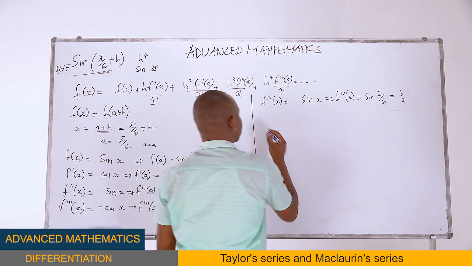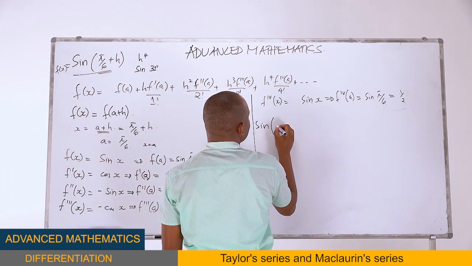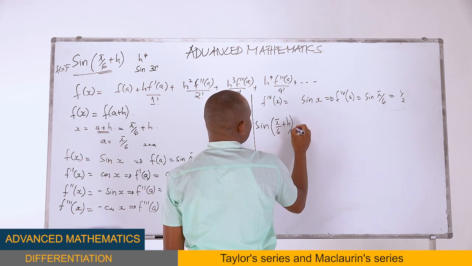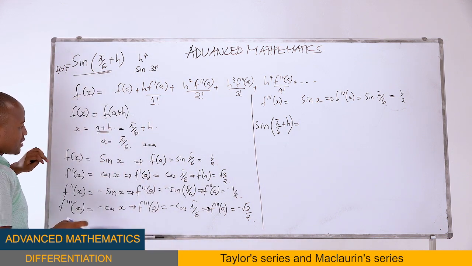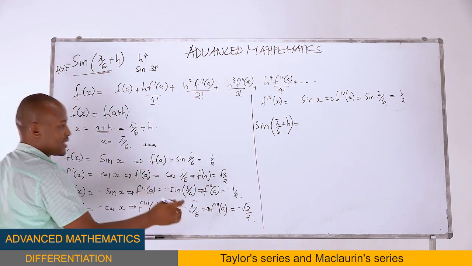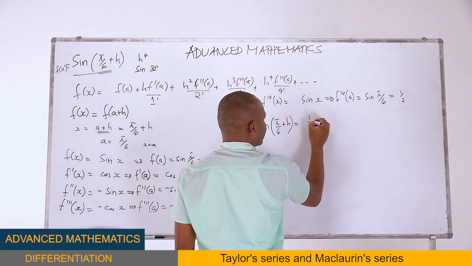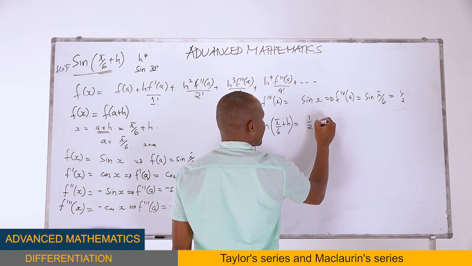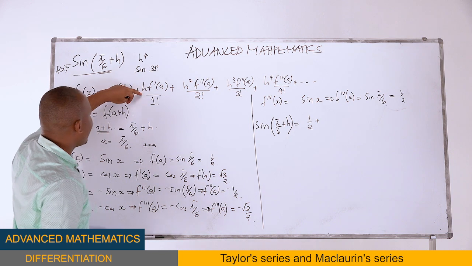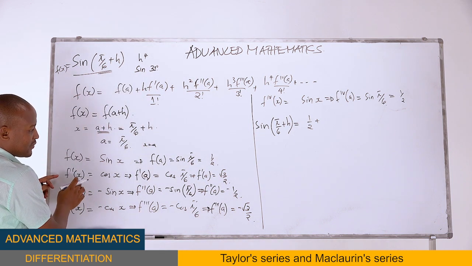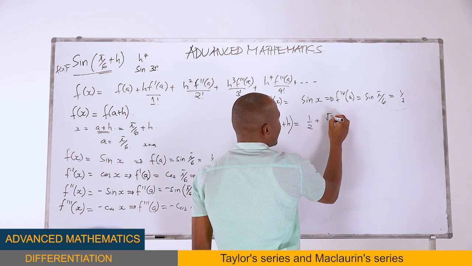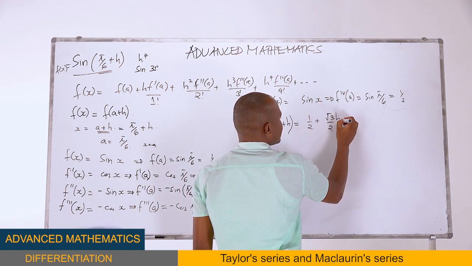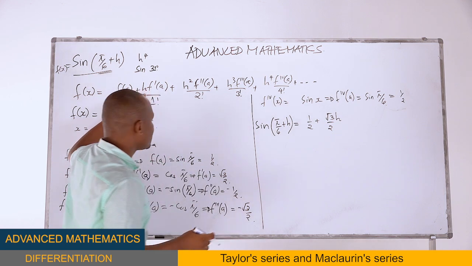So it will be sine of pi over 6 plus h equals f of a. And where is our f of a? Our f of a is a half, plus h times f dash of a. What is f dash of a? It is root 3 over 2, times h.